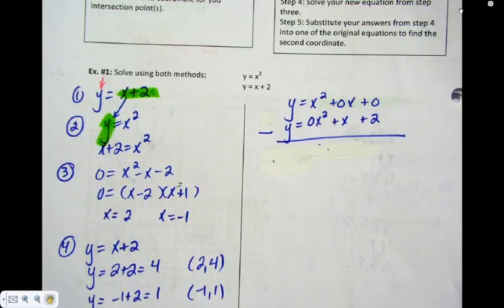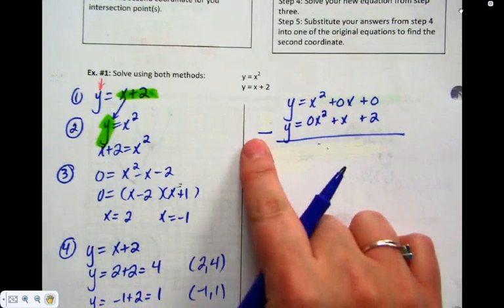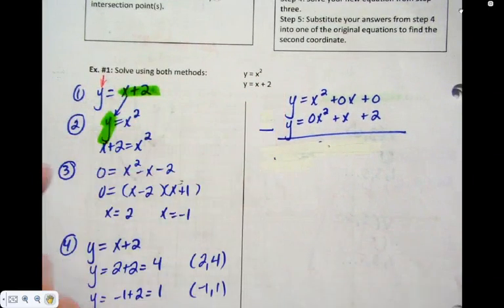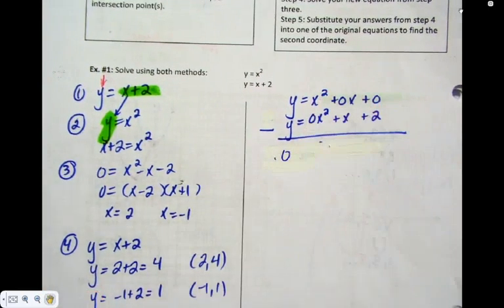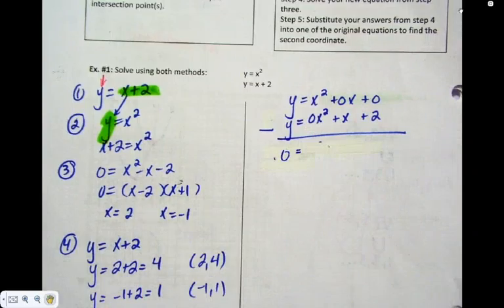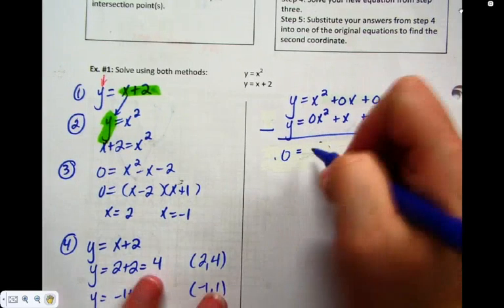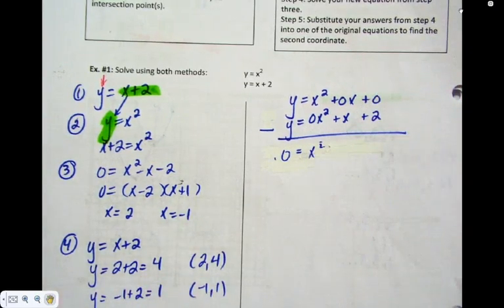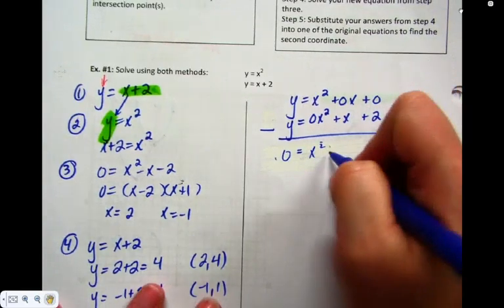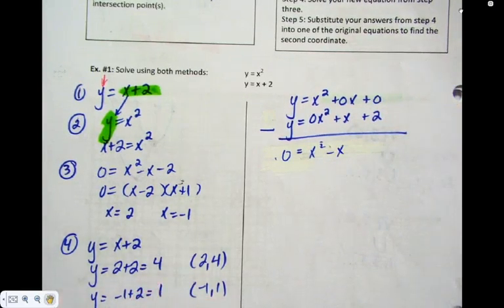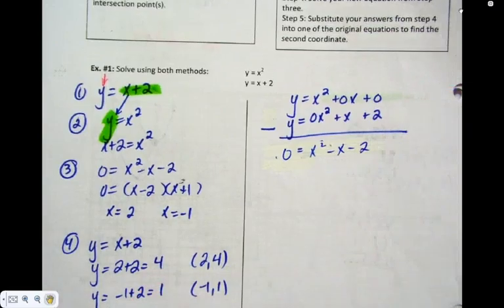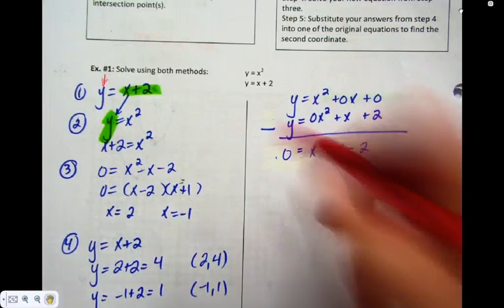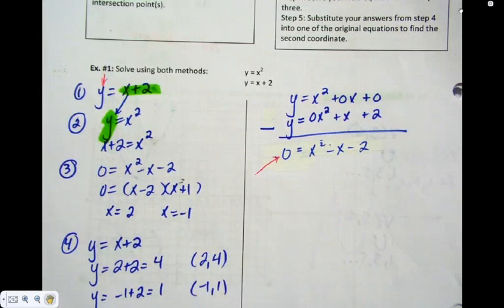Okay, let's try this step again. I want to eliminate one of the variables, so I need to subtract the y's, not add them. So y minus y, and that's the purpose, is to get rid of the y. x squared minus 0x squared. 0x minus x. 0 minus 2. So this is the goal of elimination, is to get one of the variables equal to nothing, or to eliminate.